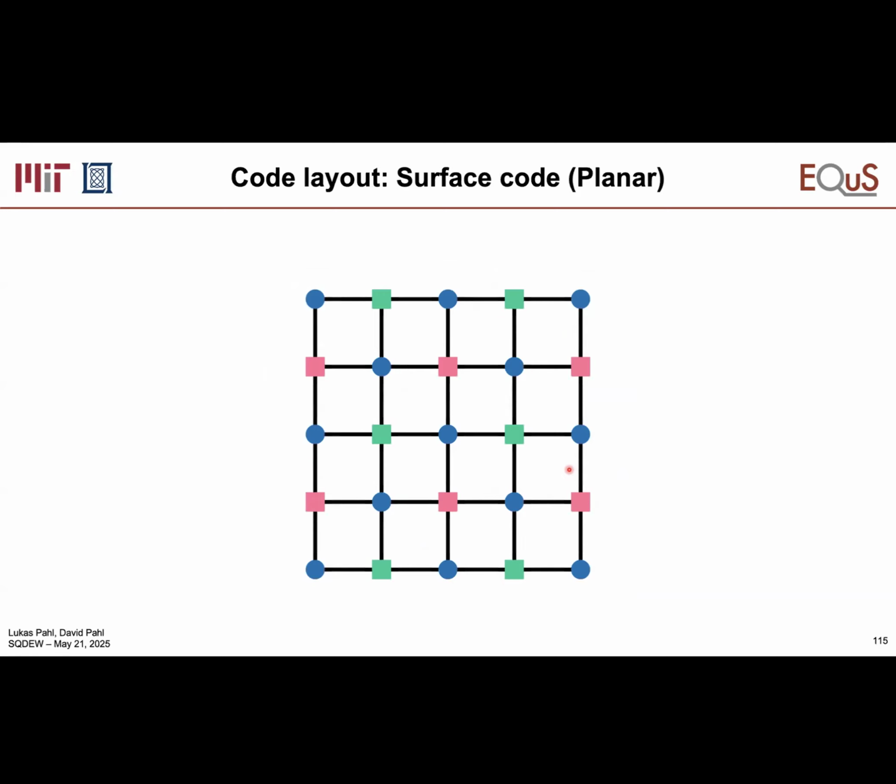What kind of code is this? Well, this is actually the planar surface code, the smallest distance 3 planar surface code. Turns out you can do it. You can do what we just did.